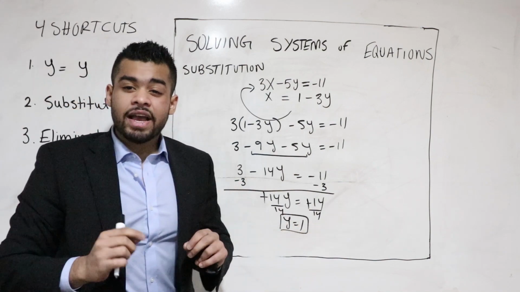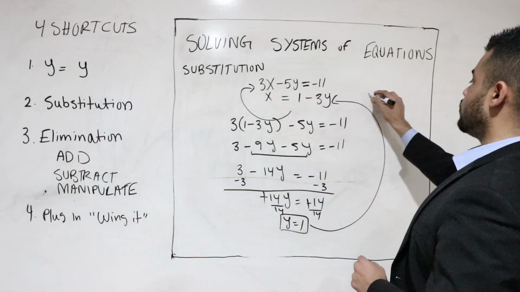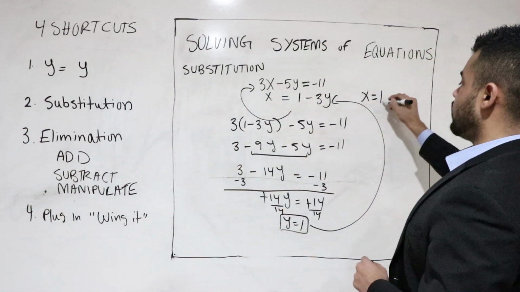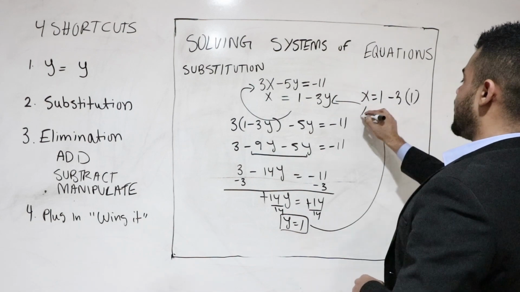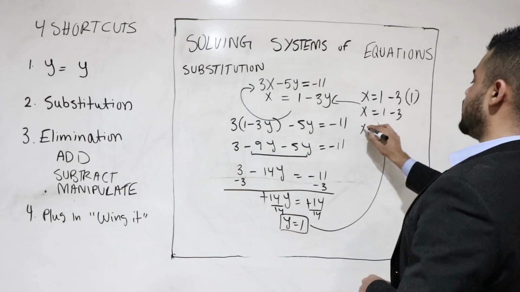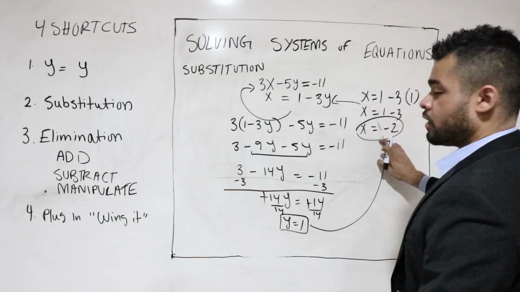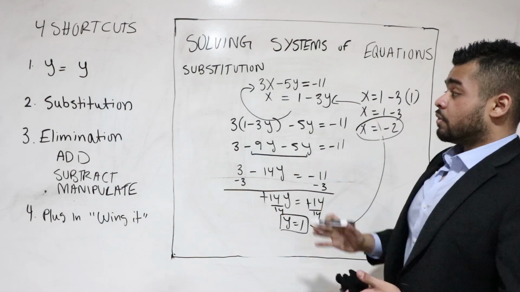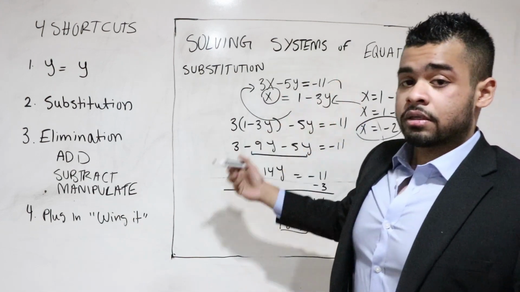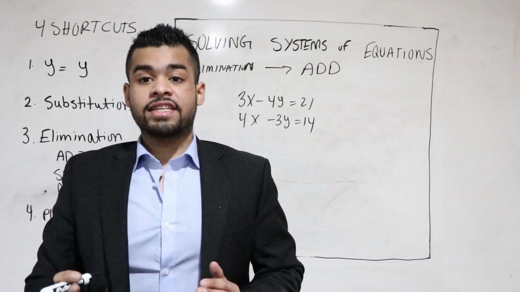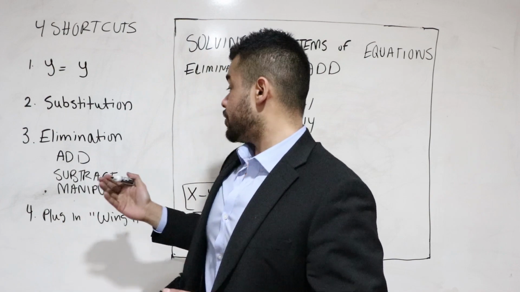Great. To find x, same technique. Plug it back in. What is x? 1 is 1. Minus 3, what is y? y is also 1. So x is 1 minus 3, x is negative 2. We just found x and we just found y. This is your x, this is your y. What's the technique? When you have only one variable alone, just plug it in. That's it.